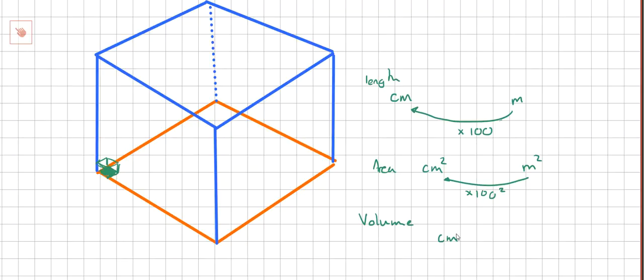Cubic centimeters to cubic meters, you multiply by 100 cubed.